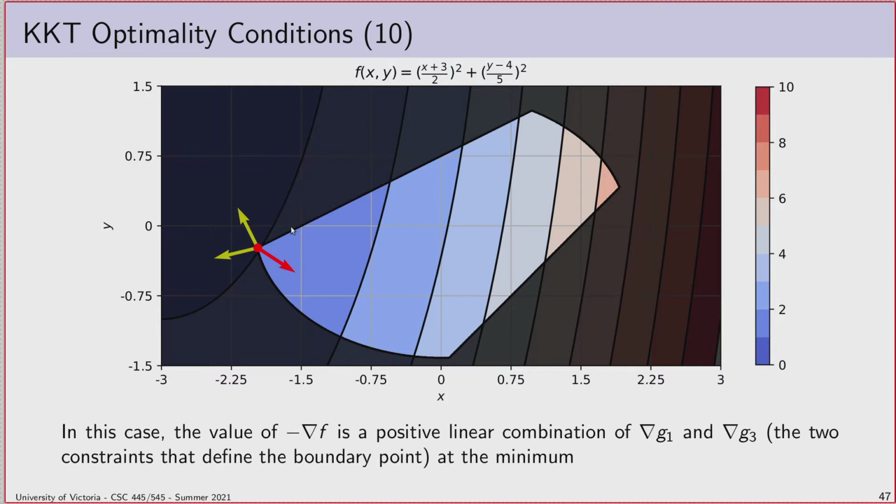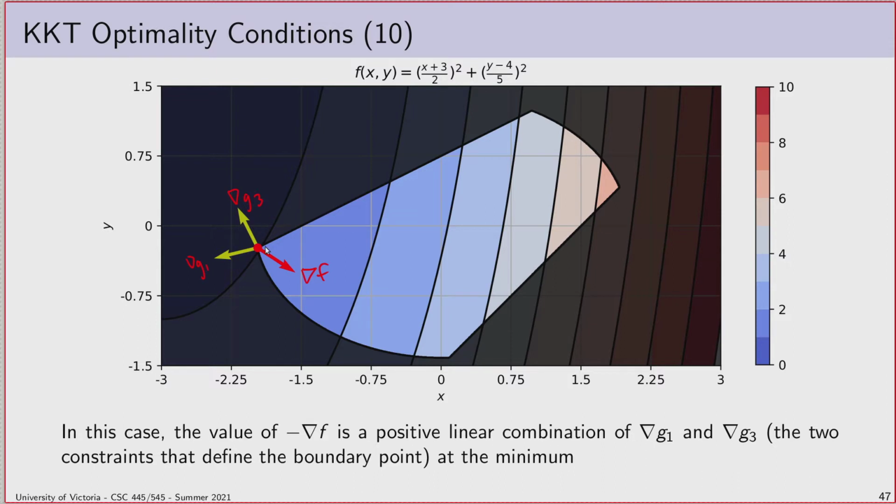Let's take a look at the gradient of f and the gradient of each of the two constraints that apply. In this case, this would be the gradient of g1, and this would be the gradient of g3. g2, that's this curve here. And g2 has nothing to do with that minimum because g2 is not one of the operative constraints at that point. It's not one of the constraints that's being met at equality. So here's the gradient of g3, here's the gradient of g1.